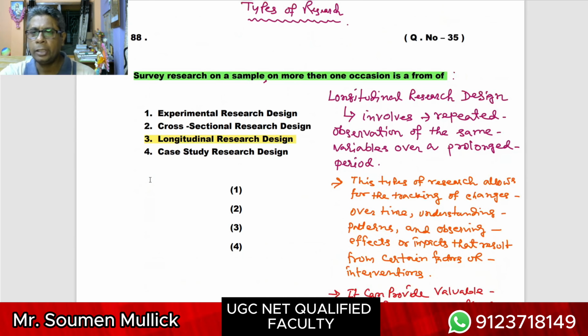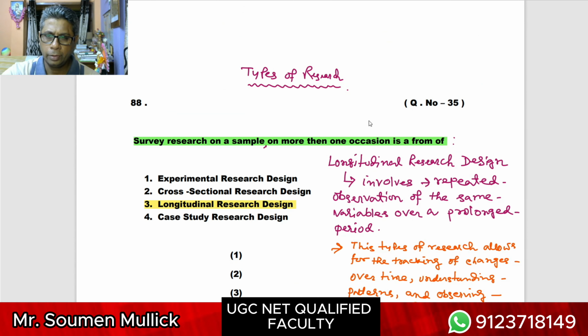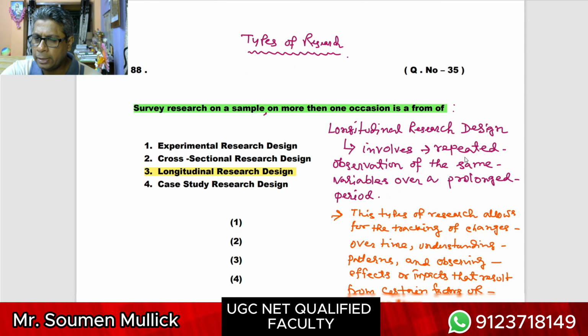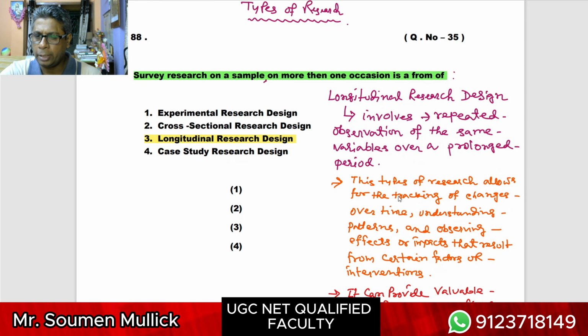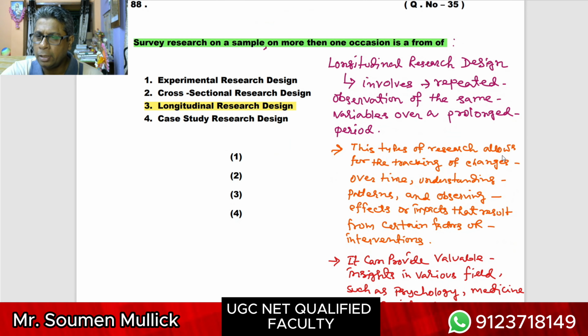Our next question, on type of research. Question number 35: survey research on a sample on more than one occasion is a form of. The correct option is longitudinal research design. What is longitudinal research design? It involves repeated observation of the sample variables over a prolonged period. Repeated observation, we have to remember this point. Number two, this type of research allows for the tracking of changes over time.